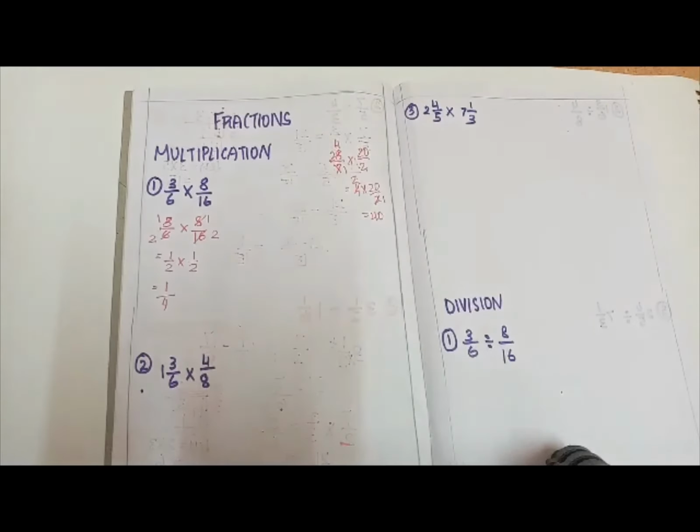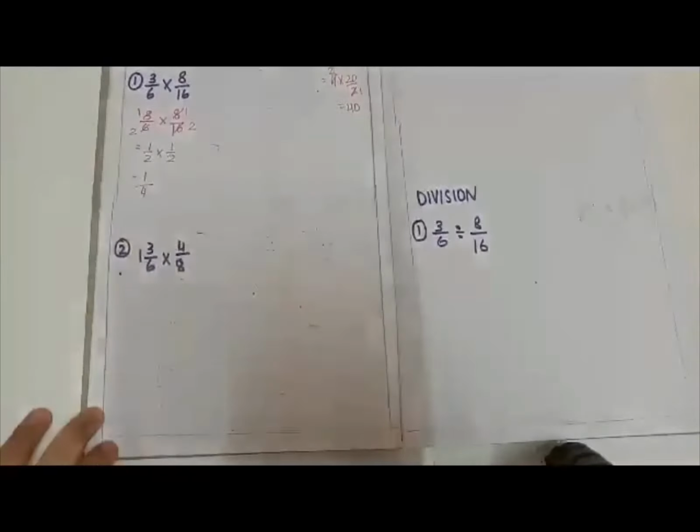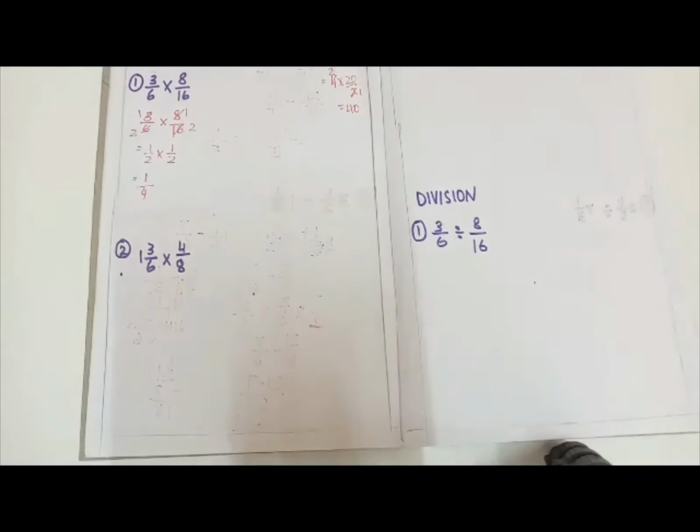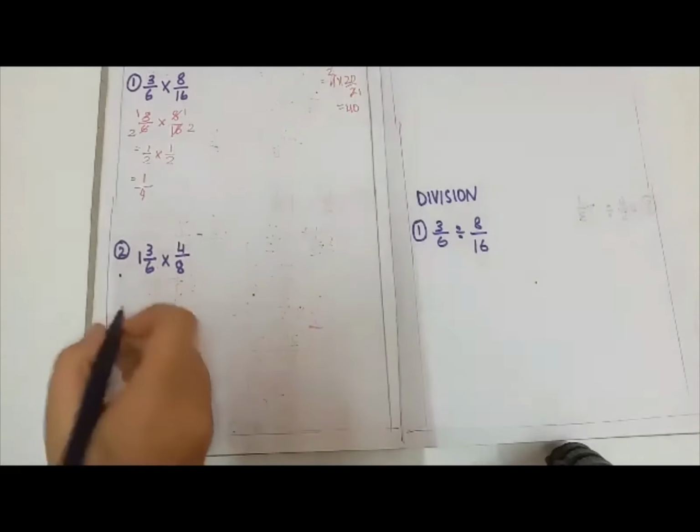Now let's see some more sums to understand better. Our second sum is 1 3 by 6, which is a mixed fraction, into 4 by 8. One more thing let me tell you: we cannot multiply or divide a mixed fraction as we do in addition and subtraction. What we do is convert the mixed fraction into an improper fraction. We'll do the same for multiplication and division.